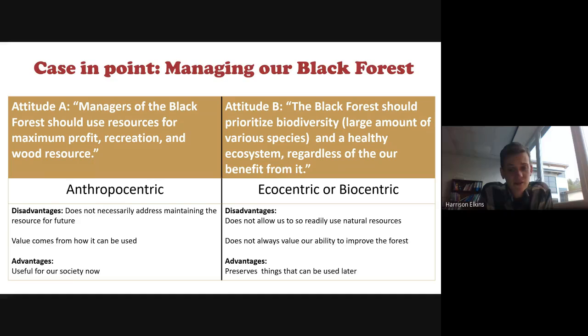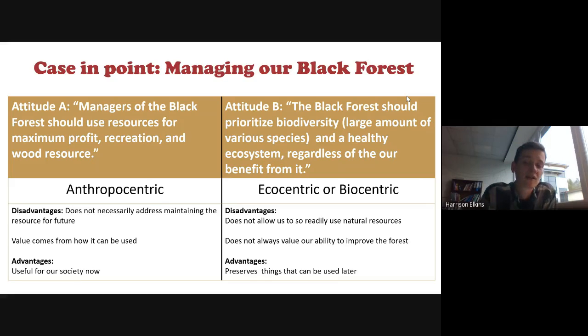Now, similarly, if we just focus on the biocentric aspect of the Black Forest, there are some disadvantages to that too. It doesn't help us think about how we can use the resources. And we need to, otherwise we're not going to survive. It does not always value or help us improve the forest. So maybe that helps us keep the forest the way it is, but what if we can make the forest a bit better?